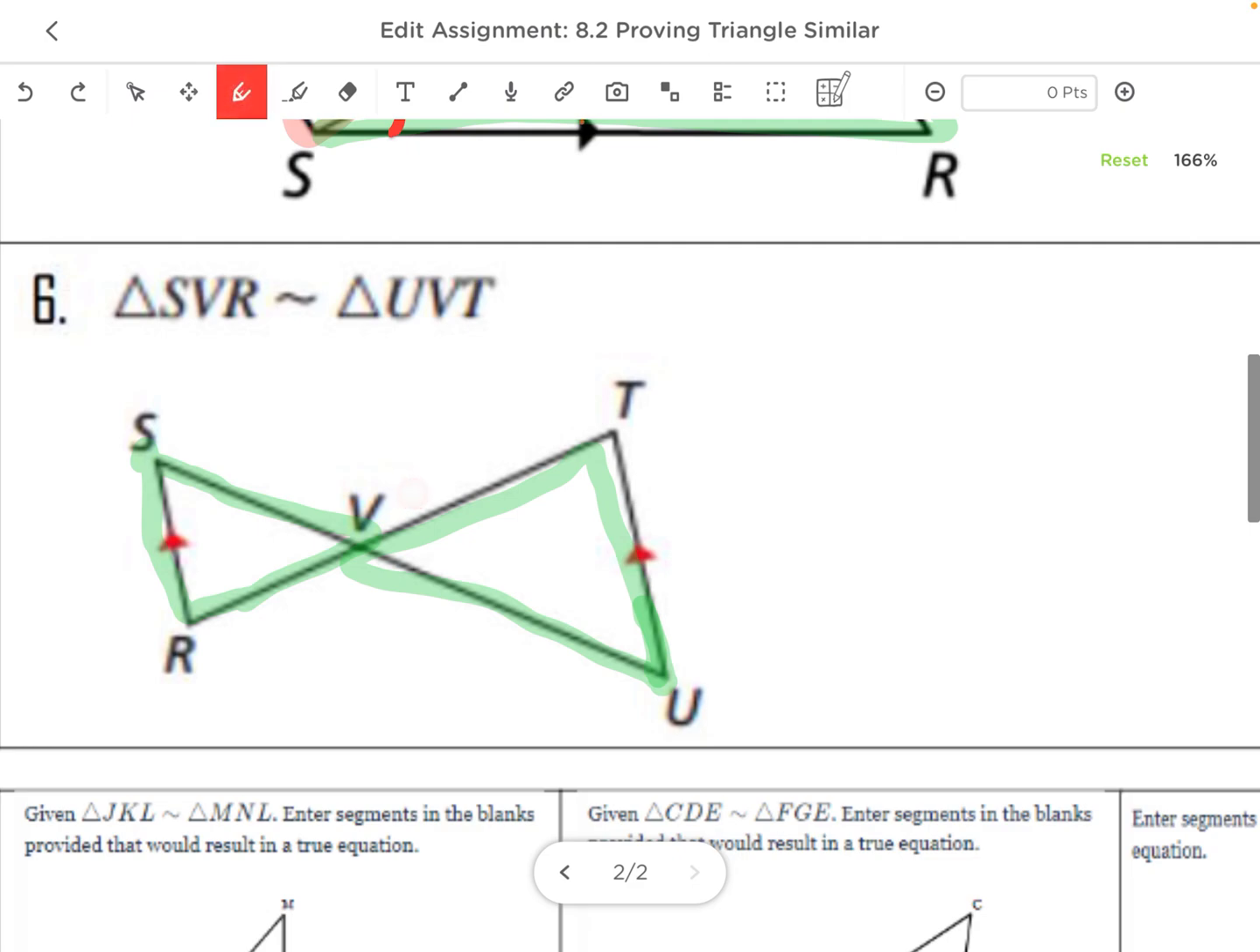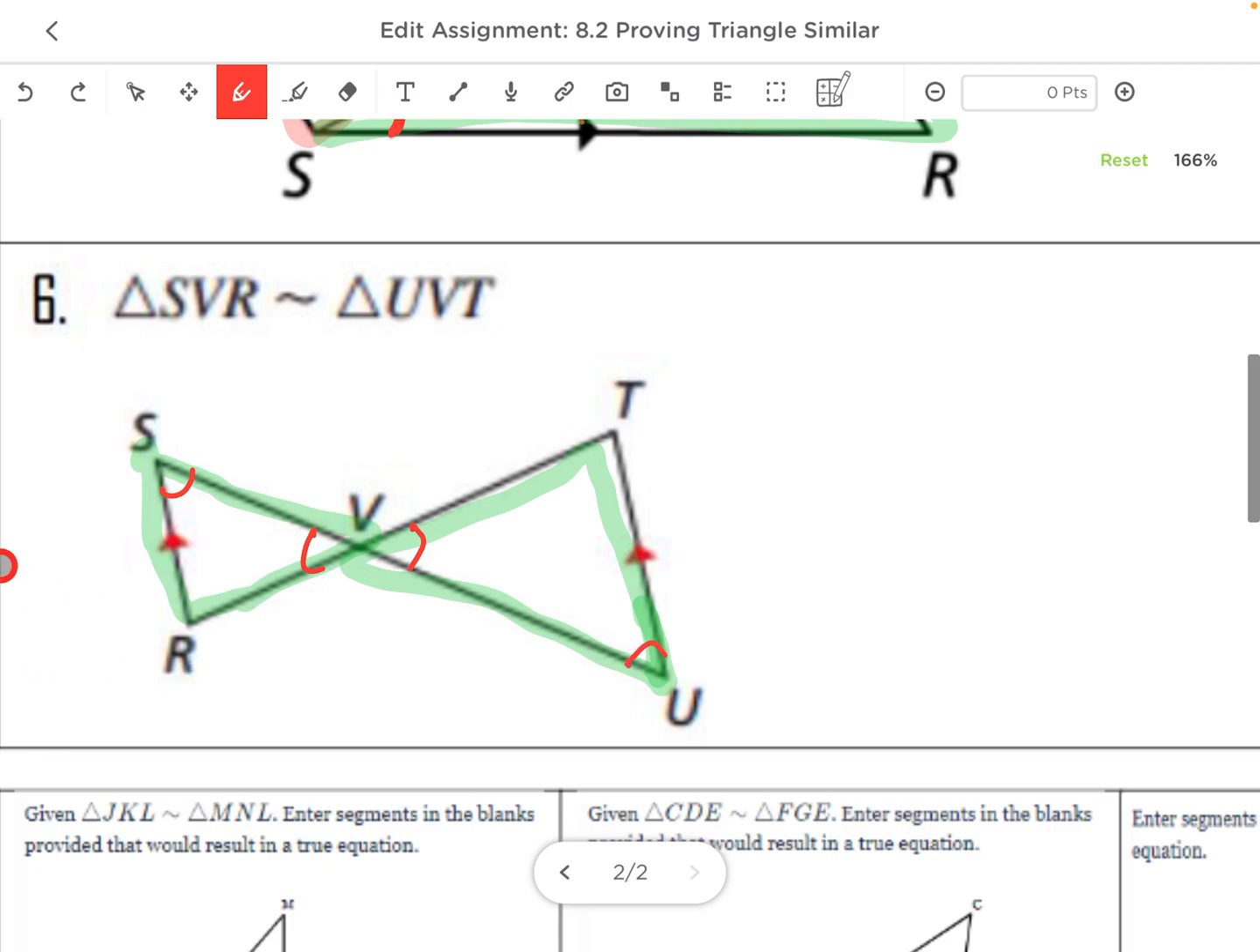Well, we do know that this angle is equal with that angle, right? Because those are vertical angles. Okay, then also, if this line is parallel with that, that's what that tells us. Then if we have these parallel lines cut by this transversal, then we know that this angle right here is equal to this angle right over here, right?